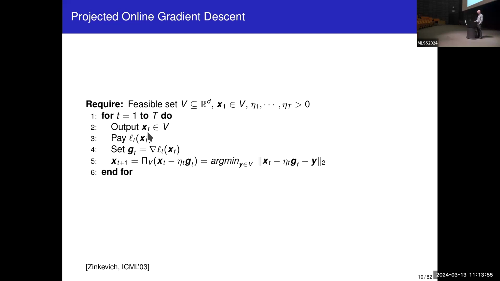In each round, you output an x_t, you pay the value of the loss at x_t, and then you receive the gradient of the loss at the point that you generated, g_t. And the update is very simple. The update, x_{t+1}, is equal to the projection onto the feasible set of x_t minus the learning rate multiplied by the gradient.